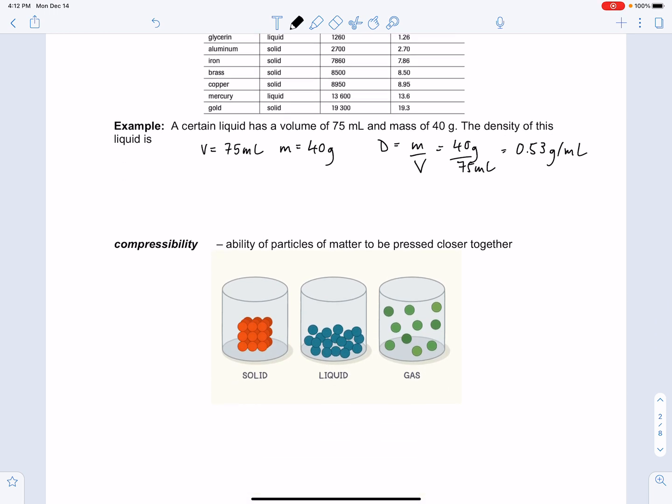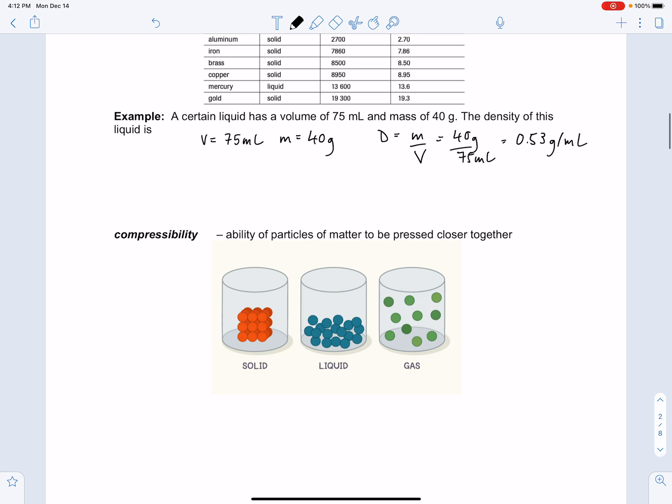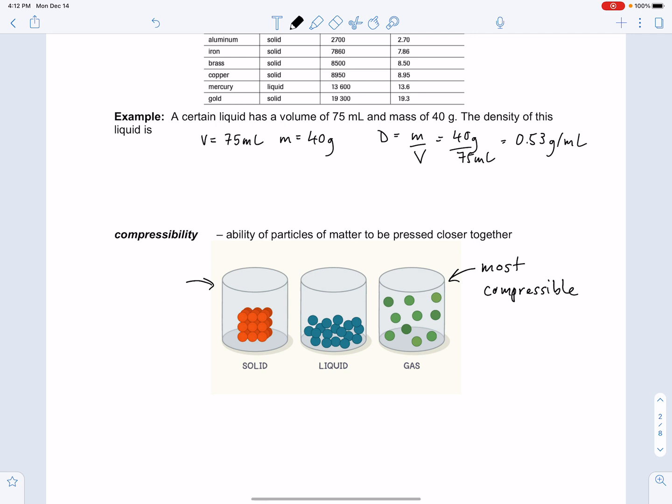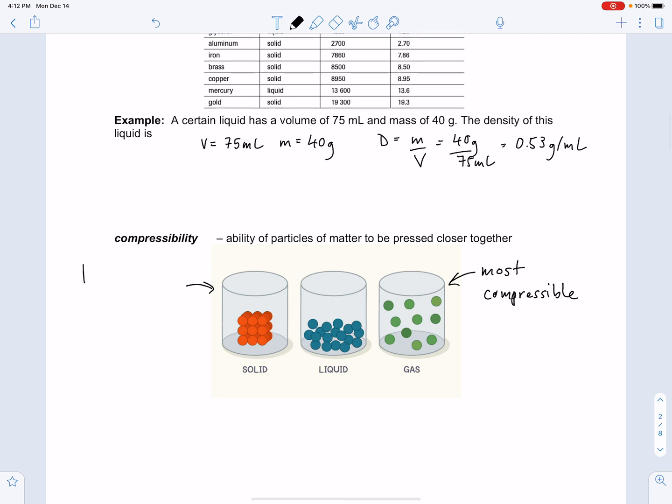Compressibility is the ability to press particles of matter closer together. Gases are the most compressible, and solids are the least compressible.